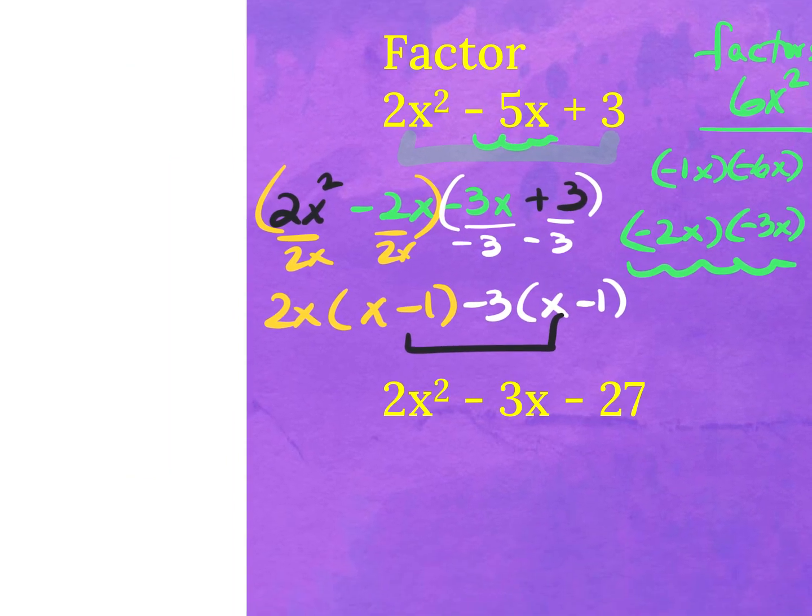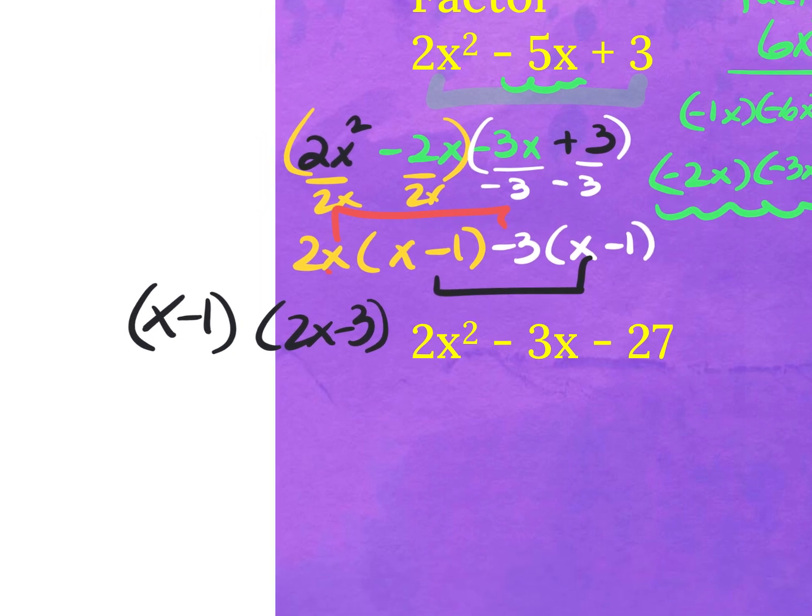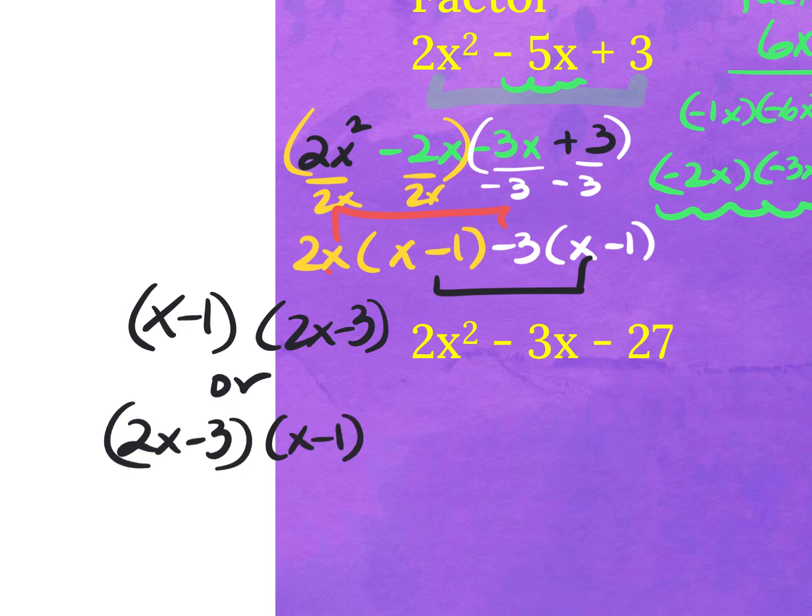So that becomes my first binomial. And then you take the 2 GCFs you just divided by, and that becomes the second binomial. And again, FOIL it. Make sure it's going back to the original. If it doesn't, you've done something wrong. You can also write it with the 2x minus 3 first, and then the x minus 1 second.